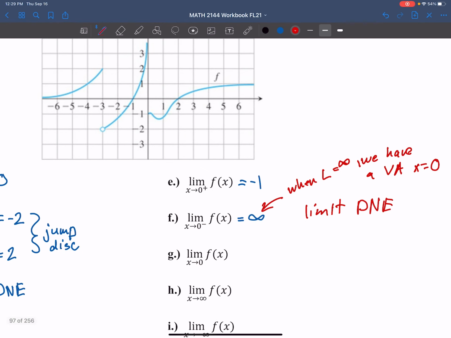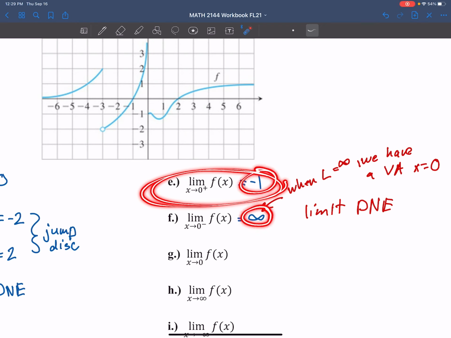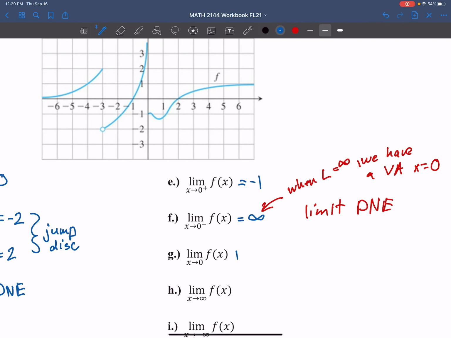But you still have this idea, because the limit does not exist right here. We have this differing. The -1 differs from the infinity, so you would say the two-sided limit does not exist. Kind of the same idea, that it approaches different things from different sides.